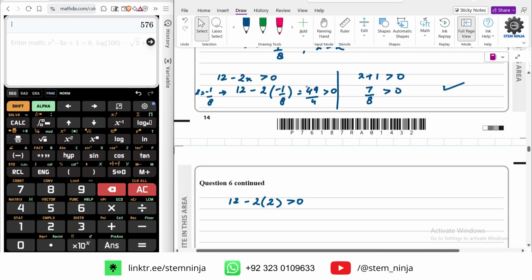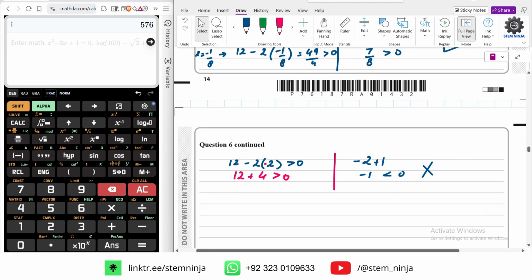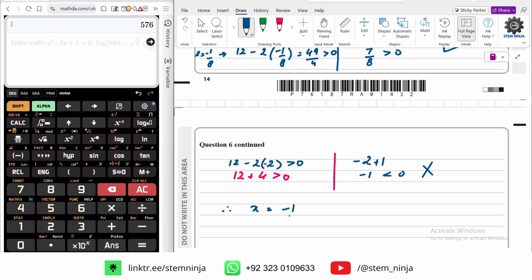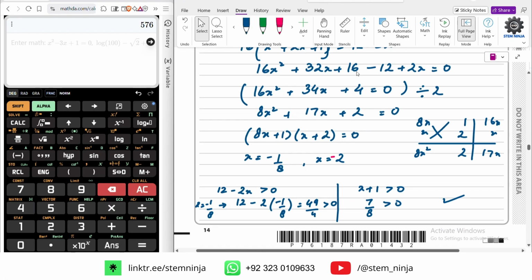Yeah, okay. So if you have minus 2, although this would be 12 plus 4 greater than 0, it will not satisfy the other one. So minus 2 plus 1, that is minus 1, so that is less than 0, so this solution will be discarded. So therefore, x will be minus 1 over 8. Right. And that was question number 6.